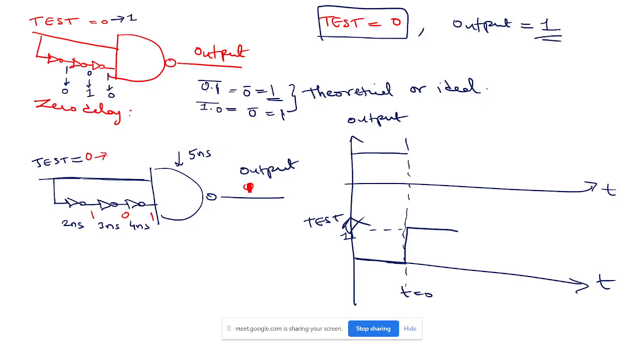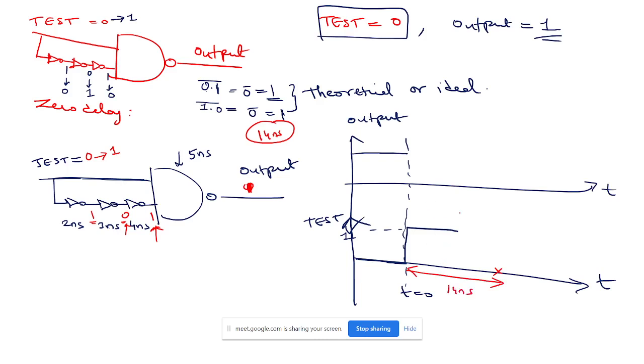So test, you make it to 1, right? What will happen? It will take 2 nanoseconds for this to change. It will take 5 nanoseconds for it to change. It will take how many? 4 plus 3 plus 2, 9 nanoseconds to change. And to reflect on the output, it will take 9 plus 5, 14 nanoseconds, right? Somewhere here. This much time delay will be there.